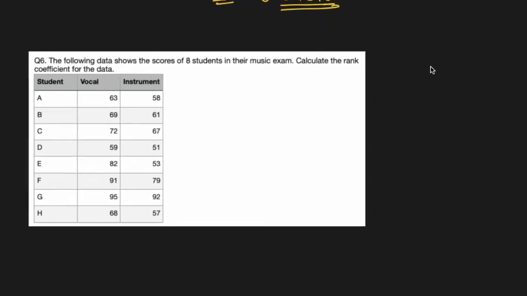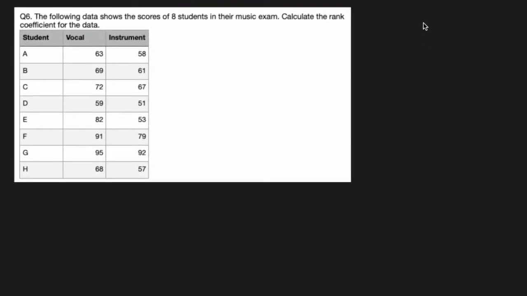Okay, next question. Question number 6. The following data shows the scores of 8 students in their music exam. Calculate Pearson's rank coefficient for the data. So these are the students. These are their scores in vocal and their scores in instrument. So let's give them some rank. Let's label this as X and this as Y.